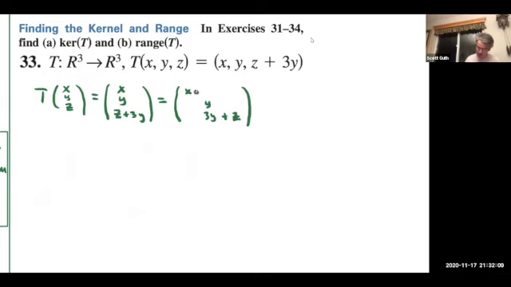Like that. Okay, and that'll look like a 3 by 3 matrix. You could say X plus 0Y plus 0Z, and 0X plus Y plus 0Z, and 0X plus 3Y plus Z. And the point is you can see this is going to be (1, 0, 0), (0, 1, 0), and (0, 3, 1), times (x, y, z).